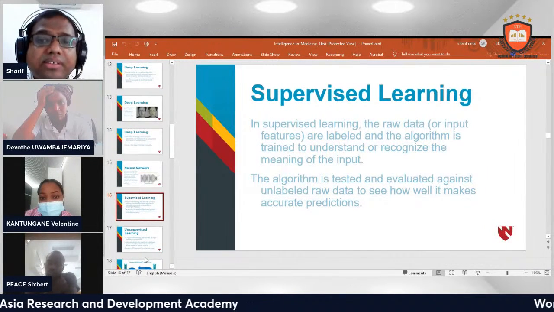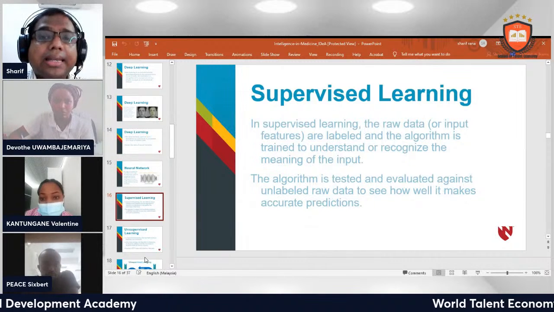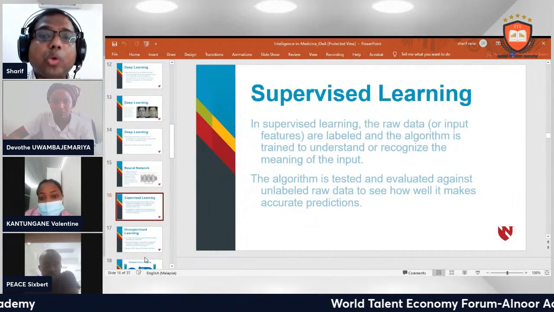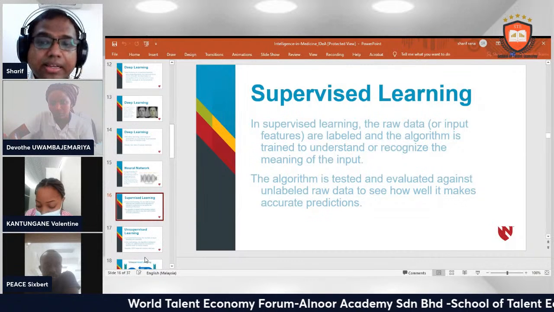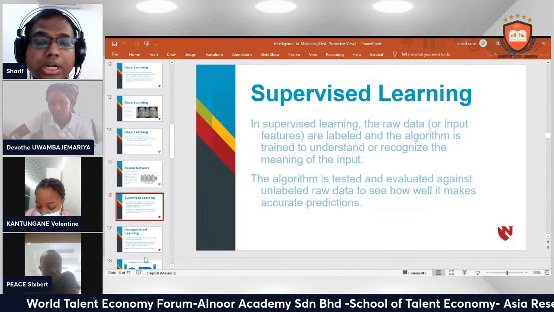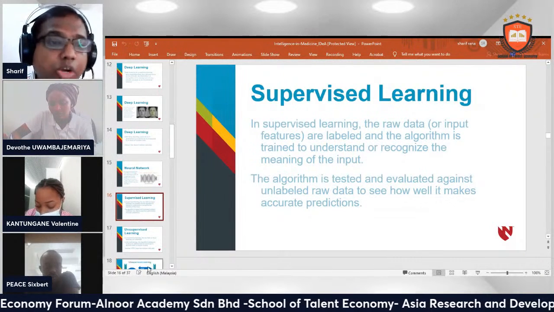Supervised learning. In supervised learning, the raw data are labeled and the algorithm is trained to understand or recognize the meaning of input. The algorithm is tested and evaluated against unlabeled raw data to see how well it makes accurate predictions.